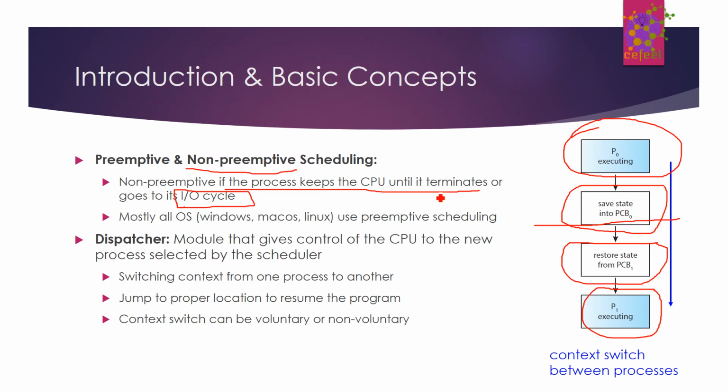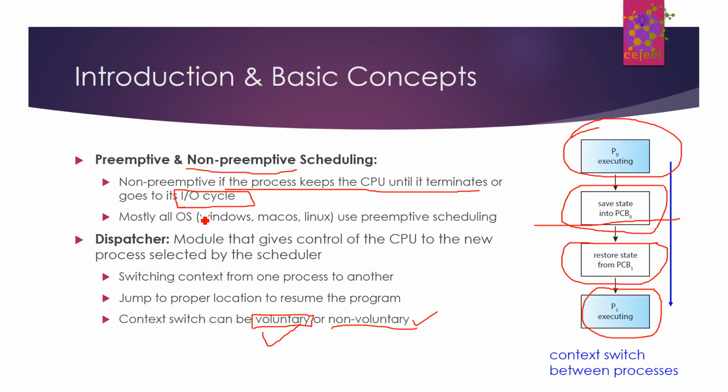And also remember, we already discussed that a context switch can be voluntary or non-voluntary. If it's preemptive scheduling, then the context switch happens using the dispatcher. Non-voluntary is preemptive, and voluntary means it's non-preemptive. So a non-voluntary switch can happen through the dispatcher, which means the dispatcher has the authority to take away the CPU from P0. Otherwise, only when P0 exits or P0 goes to IO can the context switch happen.